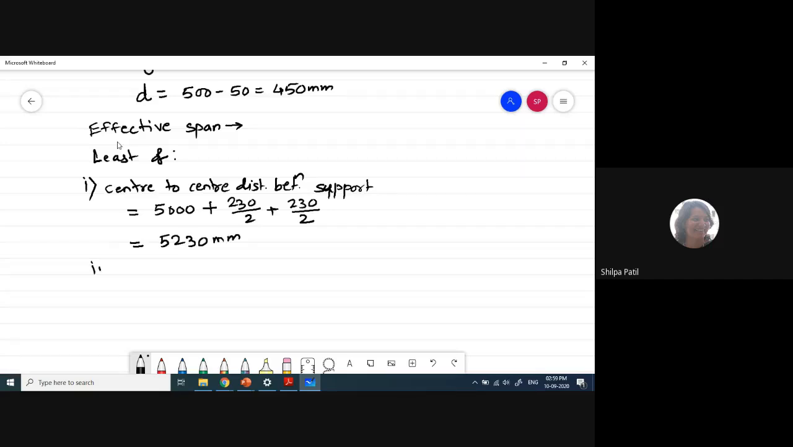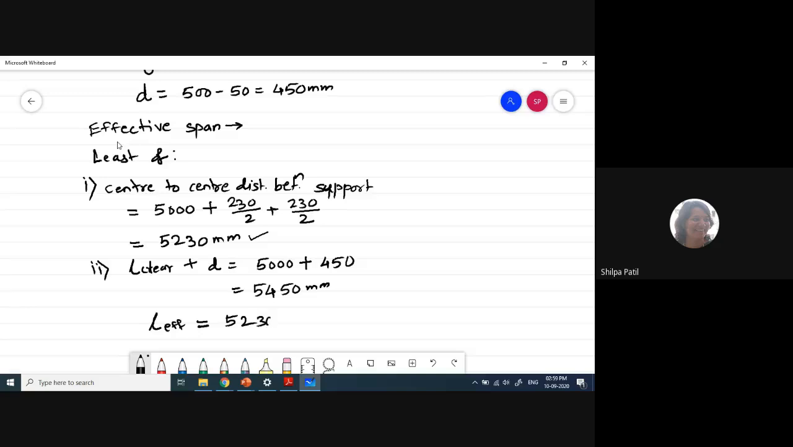This is the first value. Second value, clear span, L clear, plus the effective depth. Clear span is 5 meter or 5,000 mm, plus effective depth is 450. So this is coming as 5450 mm. Out of these two, the least one is to be selected. So this is my least value, so my effective span is 5230 mm.